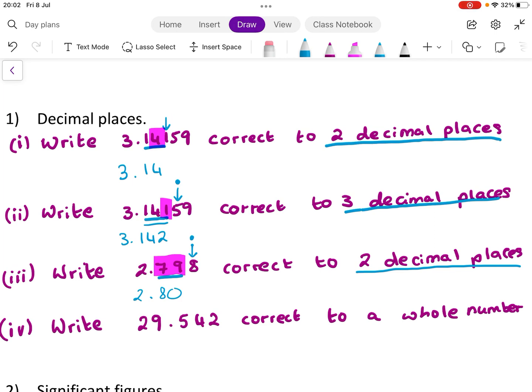Our last question here says write 29.542 correct to a whole number. So a whole number means that there will be no decimal, but the same rule applies as earlier. I'm going to underline the part that I'm keeping. So I'm going to keep the 29. But I have to check my last number there, that 9, and see the number directly after it. Is it 5 or higher? It's the number 5, which means that I need to round my 9 up.